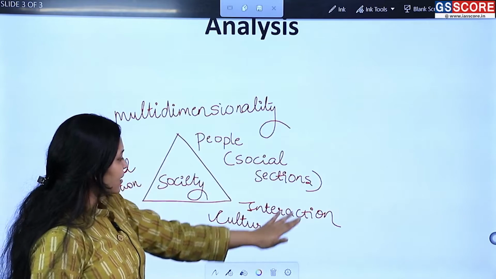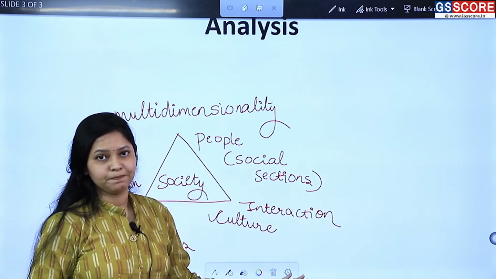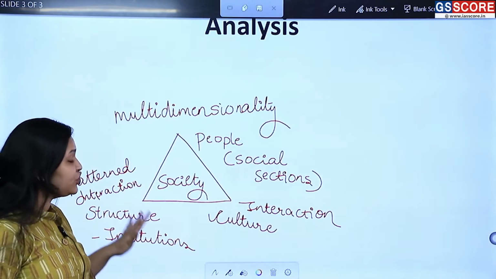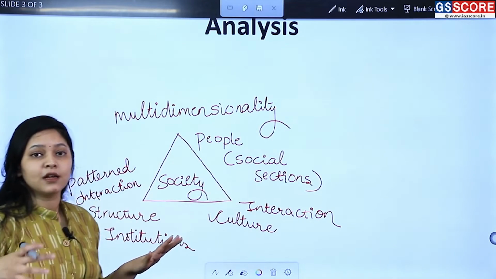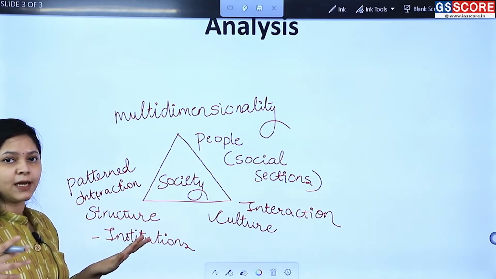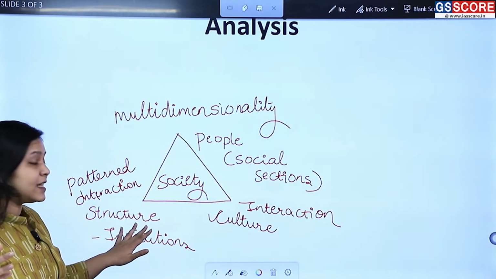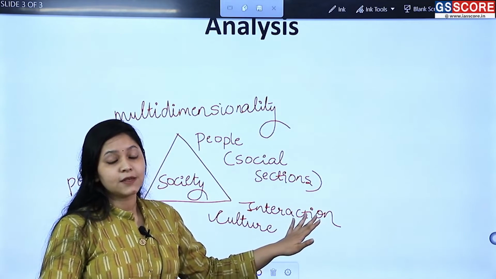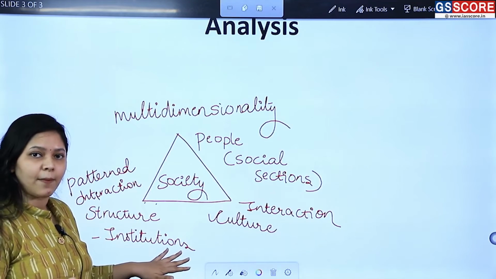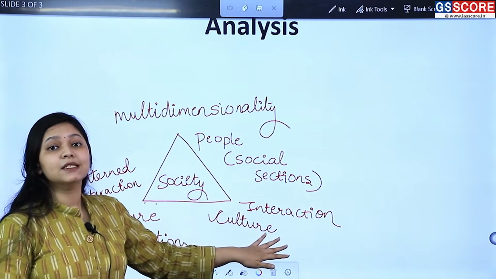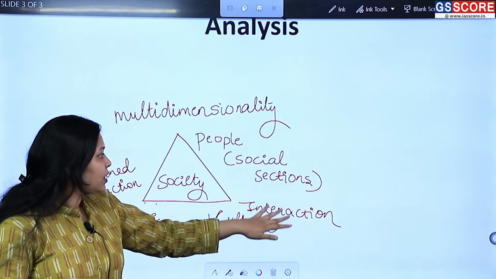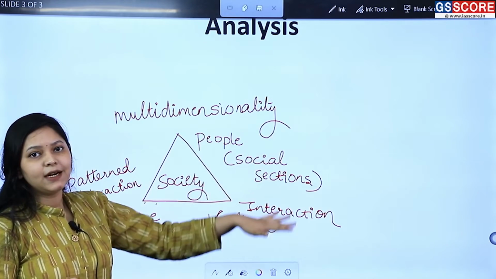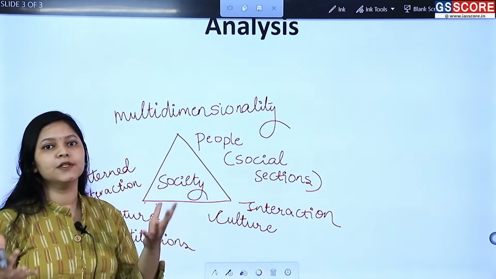Okay, we need to understand this multi-dimensionality. For instance, if we are looking at economic institutions, changes in the economic institution, cryptocurrency, gig economy, liberalization, globalization, that is an economic institution, but it has a bearing on the interaction. It has a bearing on other institutions such as family and marriage. It has a bearing on India's culture and tradition. And we can also look at how it affects different sections of the society. So this multidimensionality is an approach to Indian society.